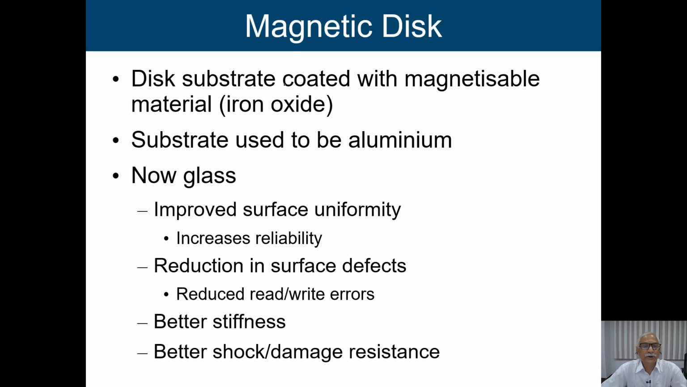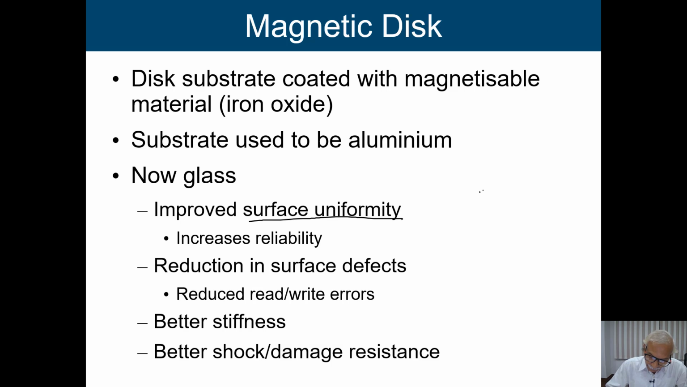We are using glass. After using the glass, what will happen? It improves the surface uniformity, so it increases the reliability. There is a reduction in surface defects, so it reduces read-write errors. Better stiffness, then better shock damage resistance. These are the additional advantages we get once we use the glass substrate.